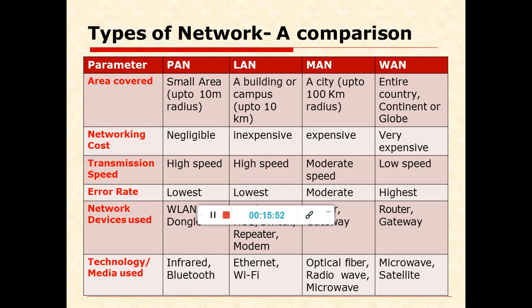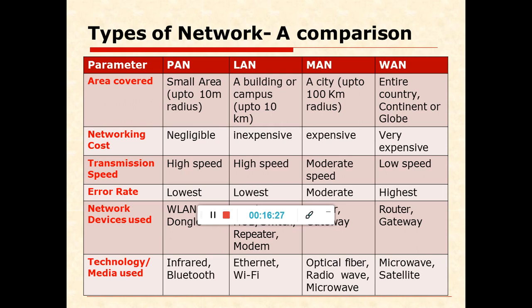And next one is the network devices used. What are they? Wireless LANs, Wi-Fi, and a dongle. We know about dongles. We can connect our systems or laptops to it. And next, repeaters, modems, hubs and switches are needed for forming LANs. These network devices we will discuss later. And next one, routers and gateways are used for MAN. And routers and gateways are also used for WAN. The network devices we will discuss later.